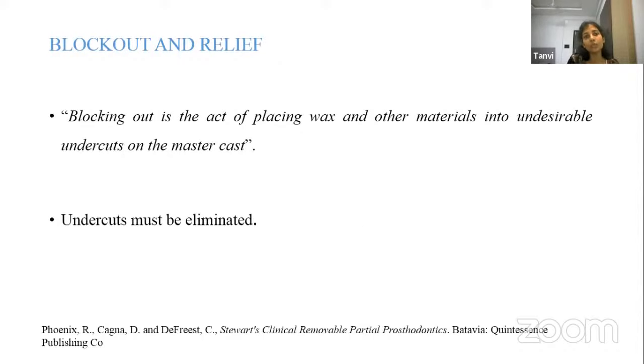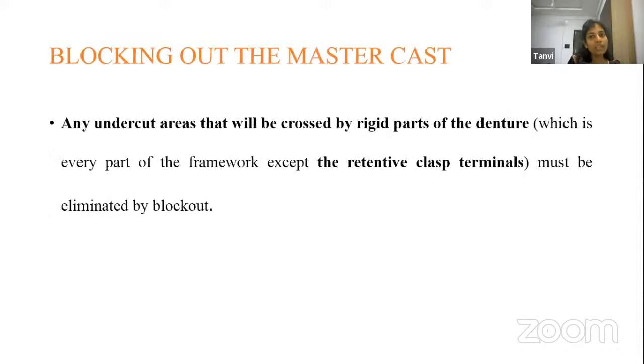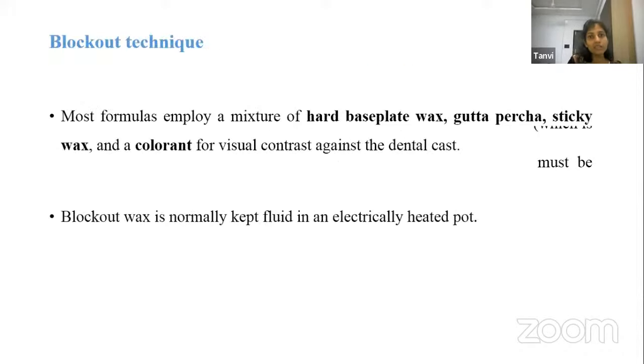Now coming to the blockout, as I said, after the surveying has been done, the height of contour has been marked, and the beading has been done, the next most important point is the blockout and then the relief. As I use the terminology, blockout means blocking of something which is undesirable. What are undesirable parts in the oral cavity? They are actually the undercuts. So these undercuts require elimination. Blocking is to be done in two ways.